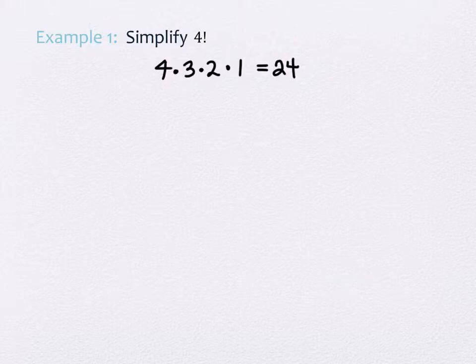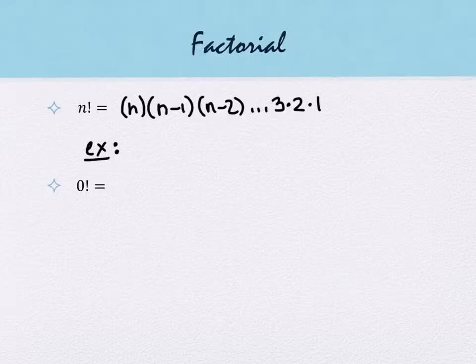And this works for all whole numbers except for the number 0. Obviously, if I do 0 times something down to 1, it doesn't make sense because 1's bigger than 0 to begin with, right? By definition, 0 factorial is the number 1. So we're just going to take that at face value. It's a definition, which means I don't have to justify why it works. It's not provable. Okay, 0 factorial is 1.